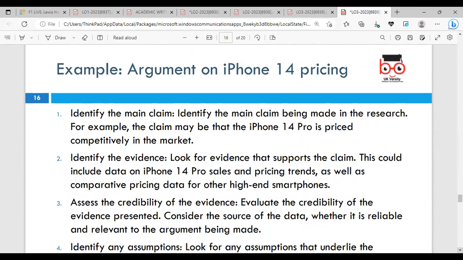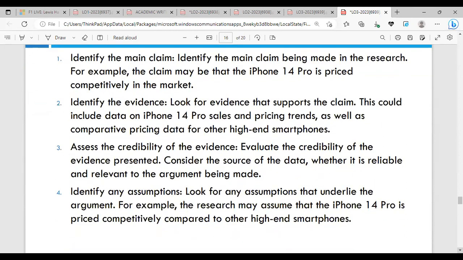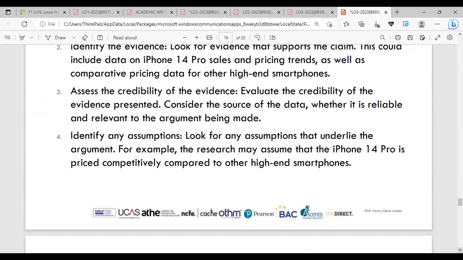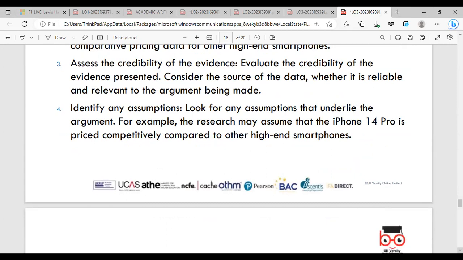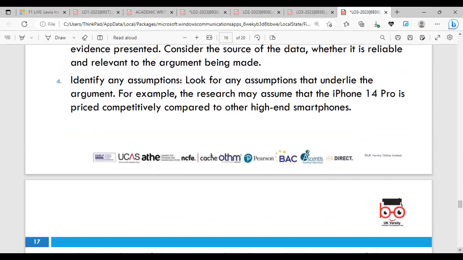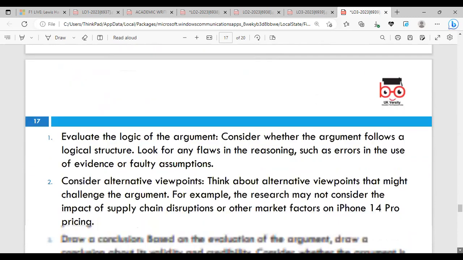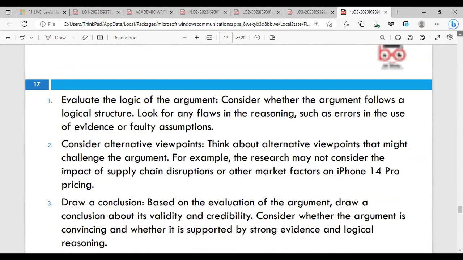Number one, identify the main claim that the researcher made. For example, the claim may be that the iPhone 14 Pro is priced competitively in the market. Then look at the evidence that supports the claim, which could include iPhone 14 Pro sales and pricing trends, as well as comparative pricing data of high-end smartphones. Assess the credibility of the evidence: evaluate the source of the data and whether it is reliable and relevant. Identify the assumptions that underlie the argument. For example, the researcher may assume the iPhone Pro is price competitive compared to other high-end smartphones.